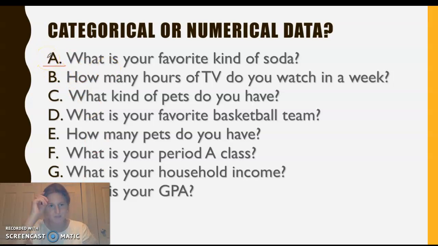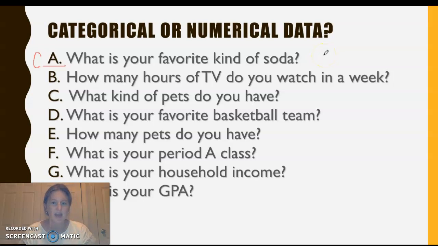Example A. What is your favorite kind of soda? Again, we're talking categorical versus numerical. Here you want to think about the types of responses you're going to get from the question. If I ask you what your favorite kind of soda is, that's the question, but the response is what we're thinking about. Someone could say Coke, Pepsi, grape, orange, right? They're saying words, they're not saying numbers. So since they're saying words, we're talking categorical data here. Again, we're thinking about the response the question is prompting.